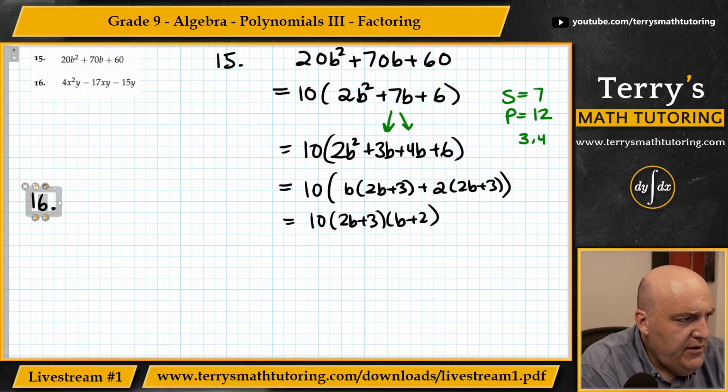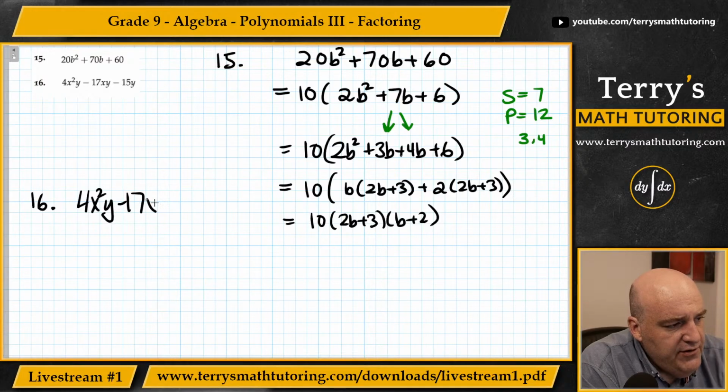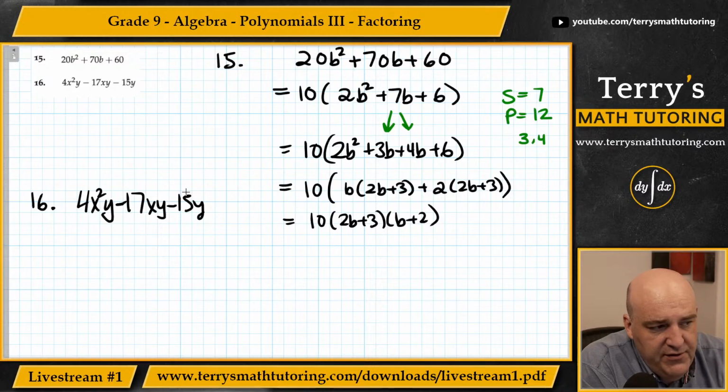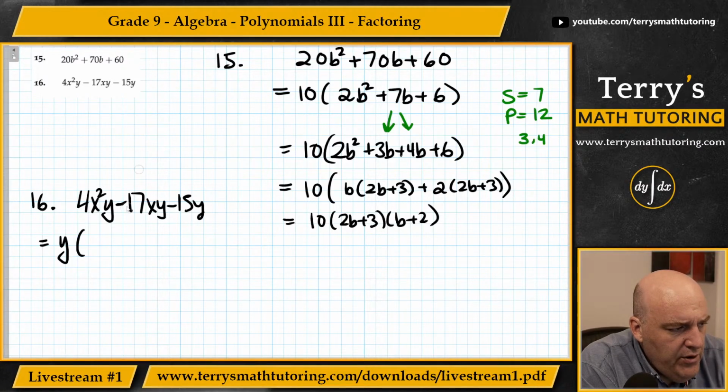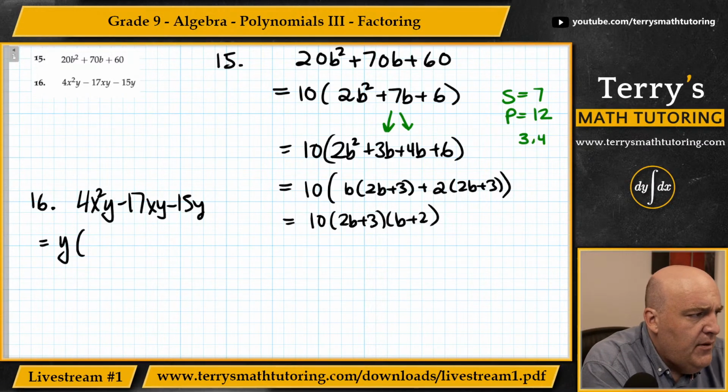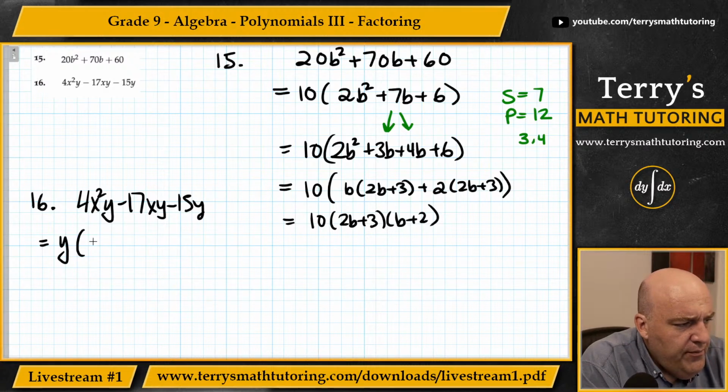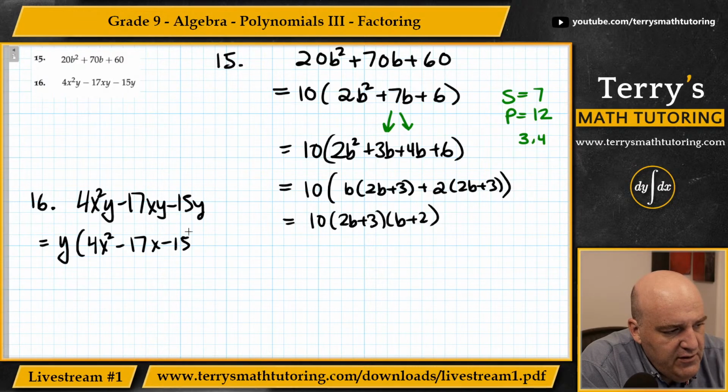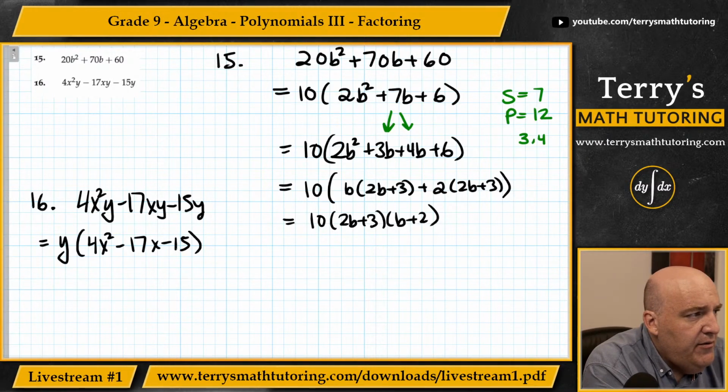So for 16, let's take a look. 4x squared y minus 17xy minus 15y. So 4, 17, and 15, there's nothing common there. But y is common. So we're going to pull out a y as our very first thing. We don't want to try to do trinomial factoring on this. It wouldn't work. We got to pull out that y first. So when I do that, what's left over? 4x squared minus 17x minus 15. And now we're going to do trinomial on that.